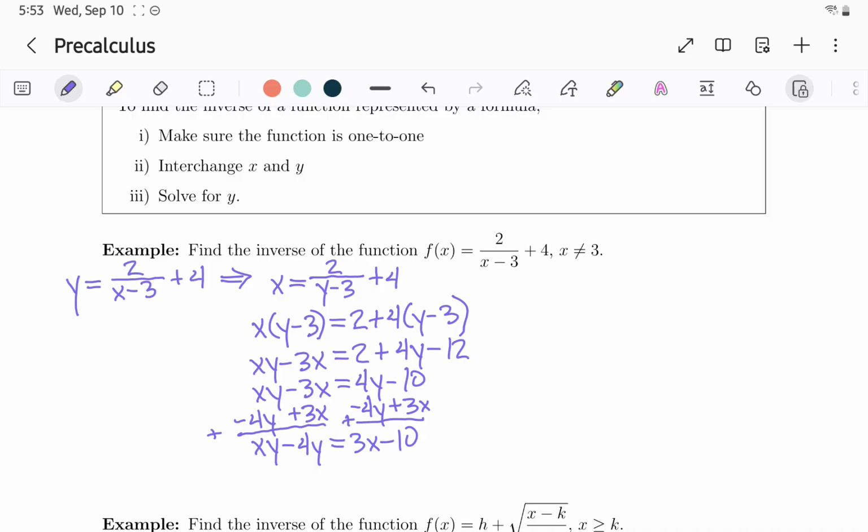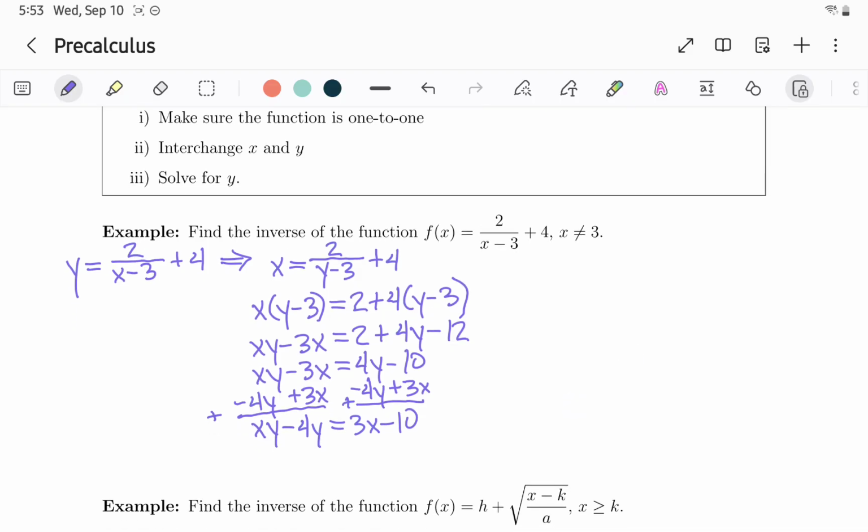All right. So what we can do from here, on the left-hand side, each of these two terms involves a factor of y. So let's go ahead and peel off that factor of y. Once we peel off that factor of y from each of those terms on the left-hand side, what we're left with is x minus 4 in the parentheses, and then equals 3x minus 10.